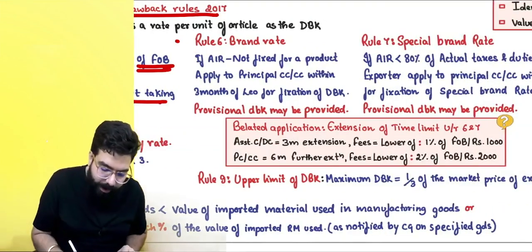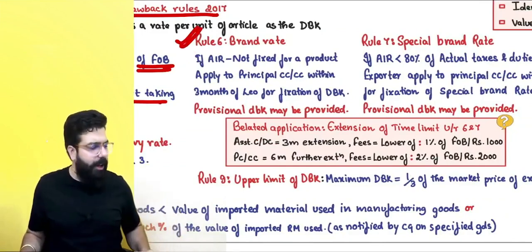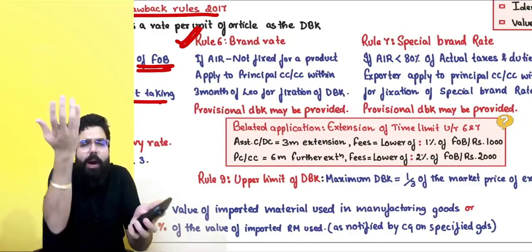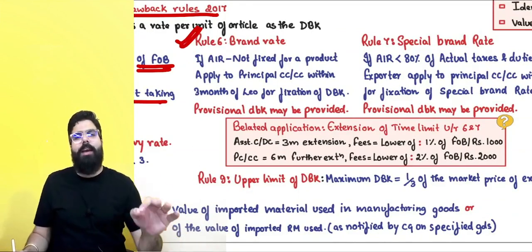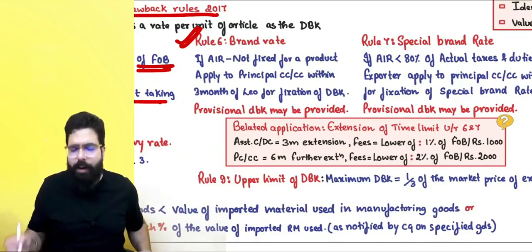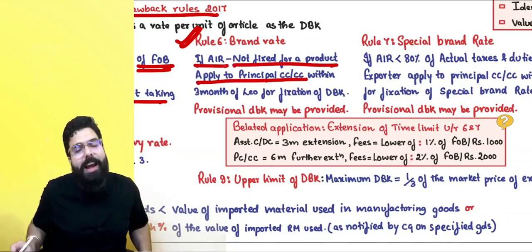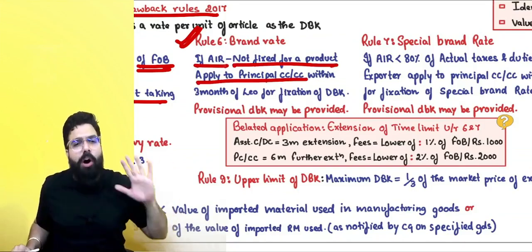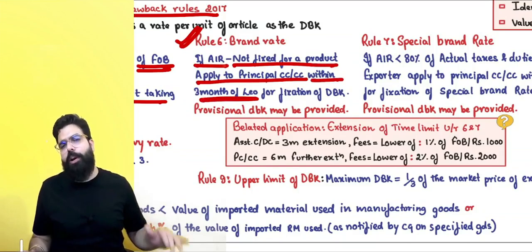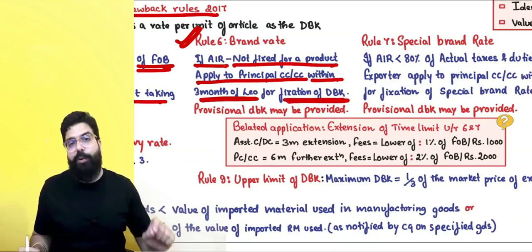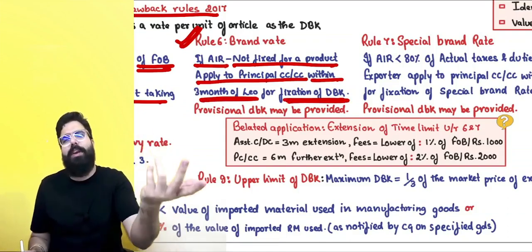Then the second one is rule number 6. Rule number 6 talks about brand rate. Sir, my all industry rate is not there. My item is a new item, so for this the industry rate is not fixed. Then government says if the all industry rate is not fixed for a product, you can apply to the Principal Commissioner of Customs or the Commissioner of Customs within 3 months of the let export order for the fixation of duty drawback. And once you apply, he will fix the duty drawback.